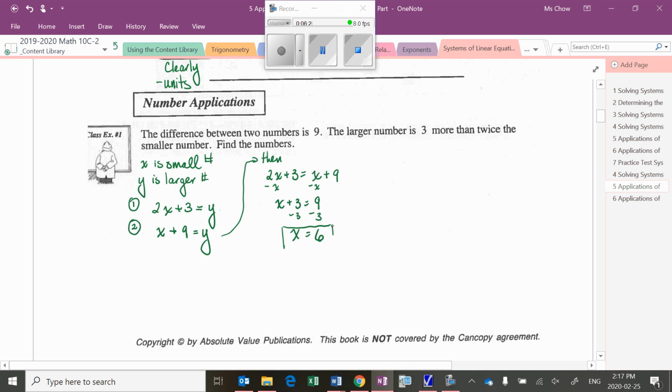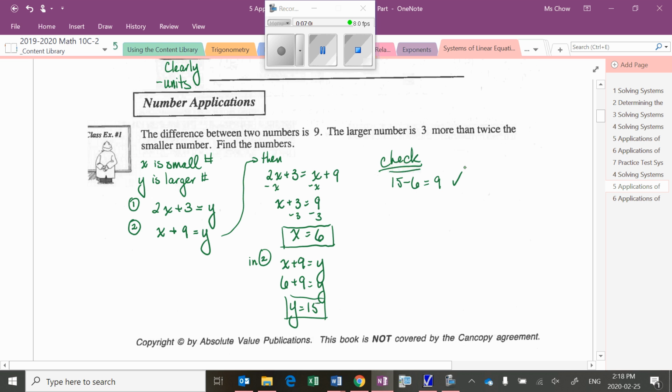Then let's substitute into one of the equations to come up with the other value. In the second equation, x plus 9 is equal to y, so 6 plus 9 is equal to y, so y must equal 15. In terms of my check, I am just looking at it in context. Is the difference between the two numbers 9? 15 minus 6 equals 9. Yep, that works.